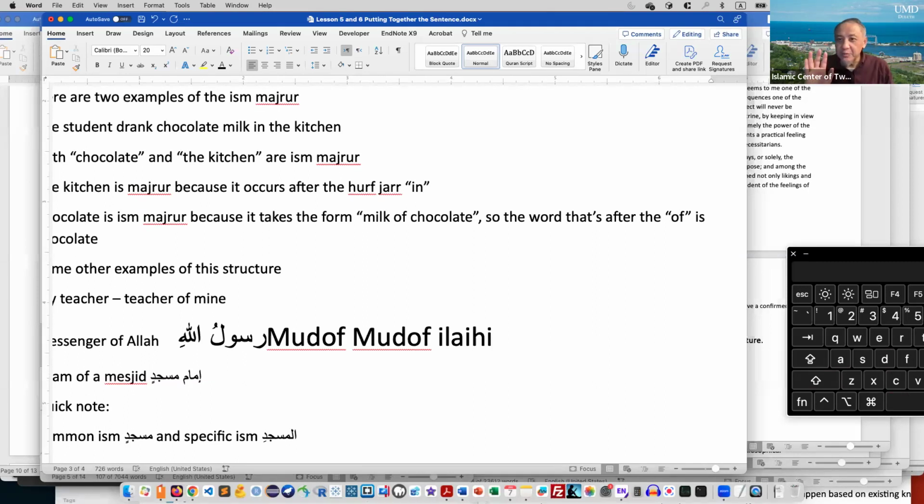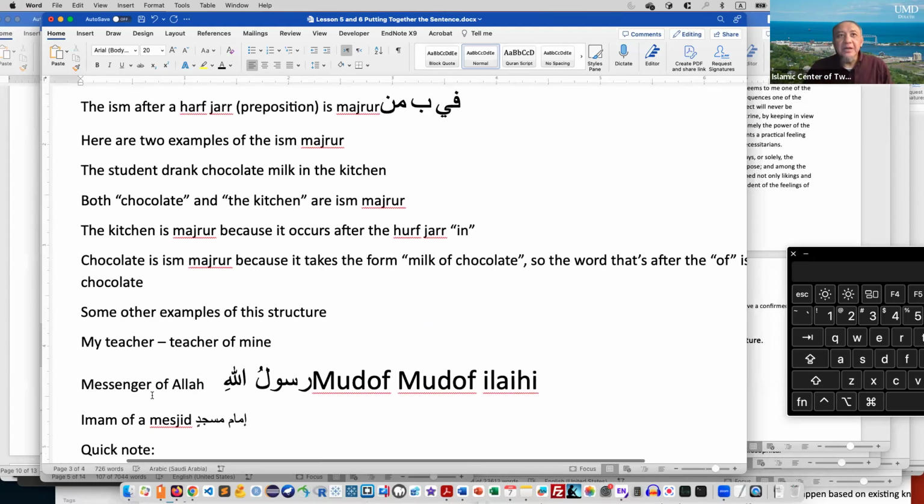Now, let me just explain this quickly again. The mudafun ilayhi is the word after the "of", and the mudaf is before the "of". So, for example, messenger of Allah: the messenger is before the "of", Allah is after the "of".